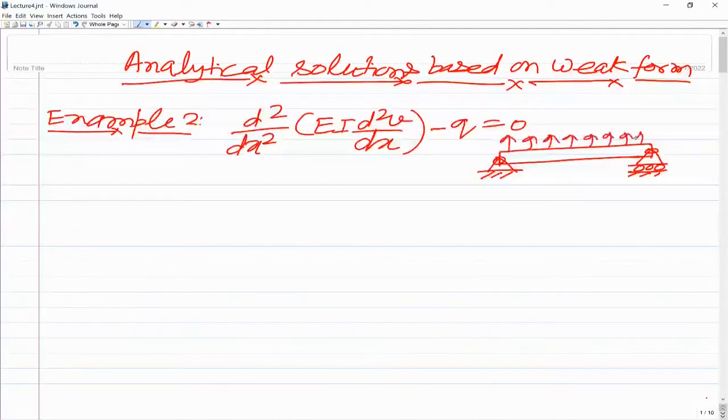So this is the distributed load q. This is the x coordinate and this is the y coordinate. In that direction the transverse deflection is v. The length of the beam is L and its flexural rigidity is EI, and we are taking that EI and q are constant along length. So EI and q are constant along x.